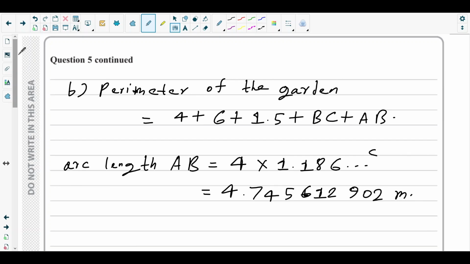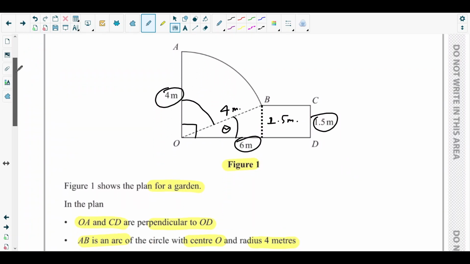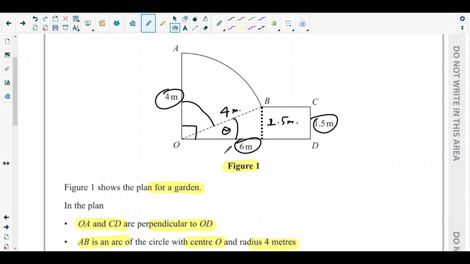Now it's time to find the length of BC. To find it, we need this length. Let's say this is E. If we can get the length of OE, then we can subtract OE from 6 to get the length of BC. So let's find the length of OE.